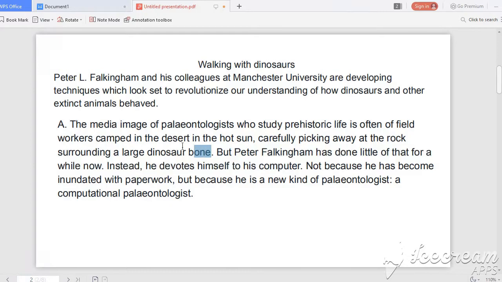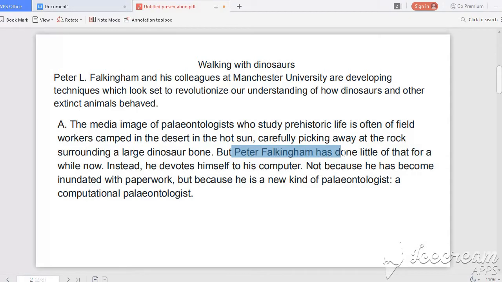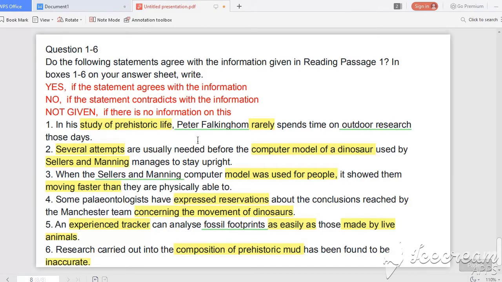In the first sentence it is mentioned that scientists who study prehistoric life do outdoor research, but Peter Flankingham has done little of that. It means he hardly does outdoor research, and it's the same thing which is asked in the question. So the answer of the first question is true. Sorry, I mean yes, because it's a yes, no and not given type of question. Now let's move to the second question.